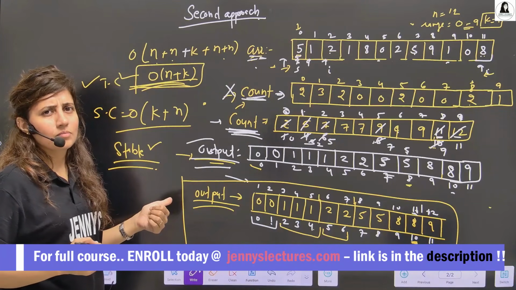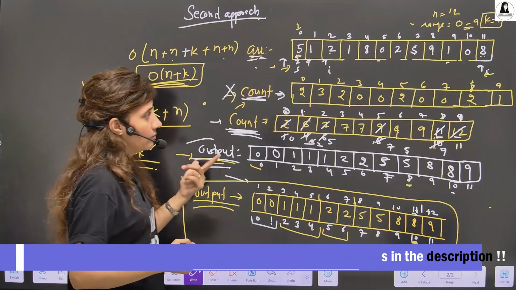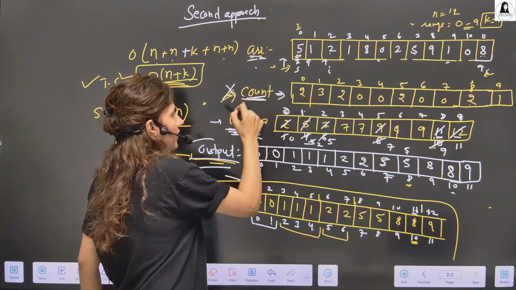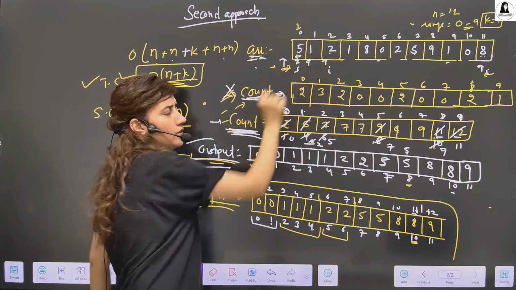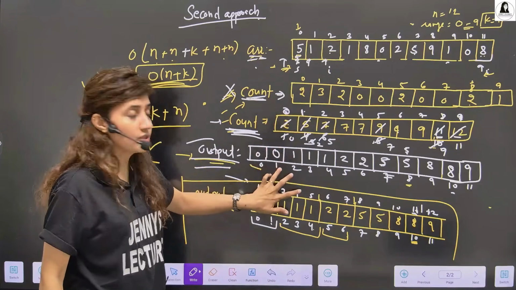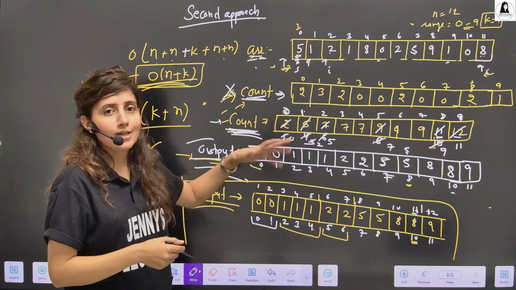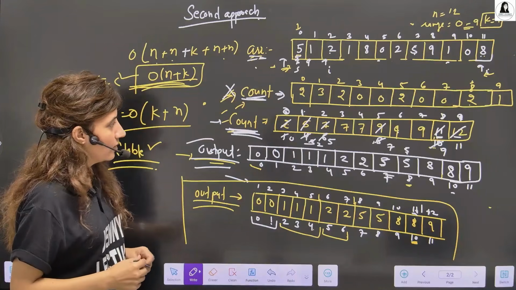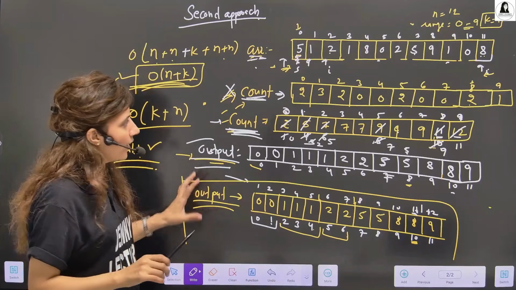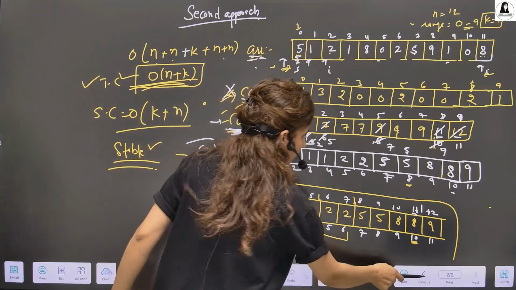No. For in place, it means you don't need any extra space; you are changing within this array only. But we are taking extra space: the count array plus the output array itself in this approach. So it's not in place. Right, so let's pause the video for now, and can you code this out?